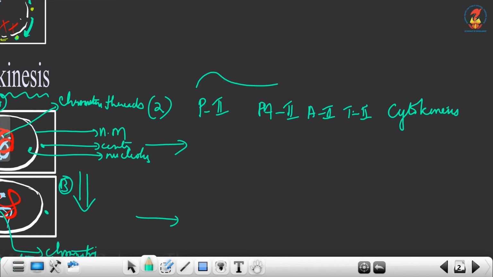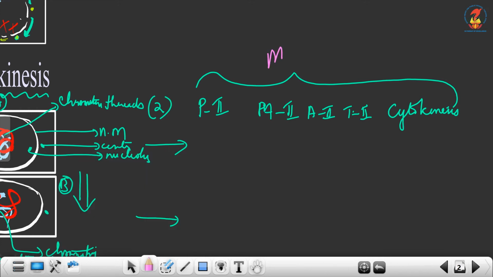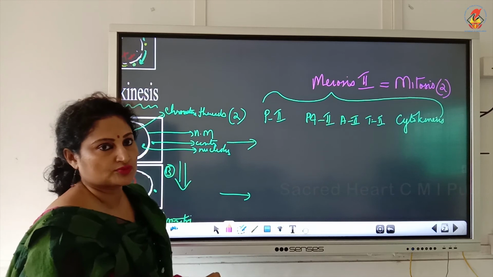This meiosis 2 is exactly equivalent or similar to mitosis, but we are starting mitosis. We start with 4 chromosomes, but here we have to continue. So we have to continue with 2 chromosomes.